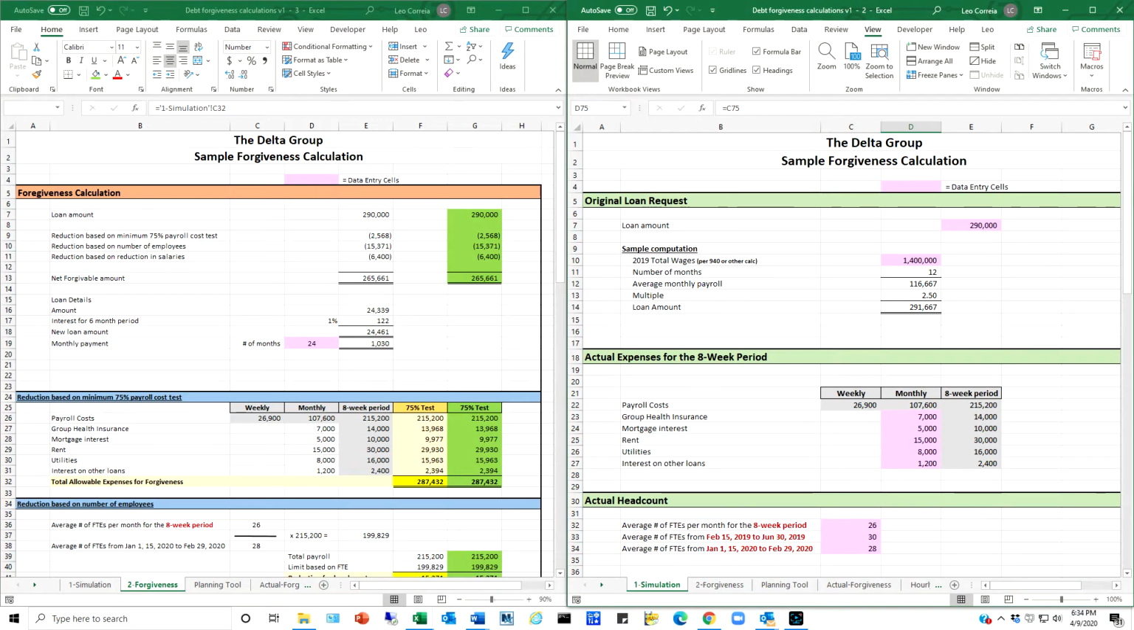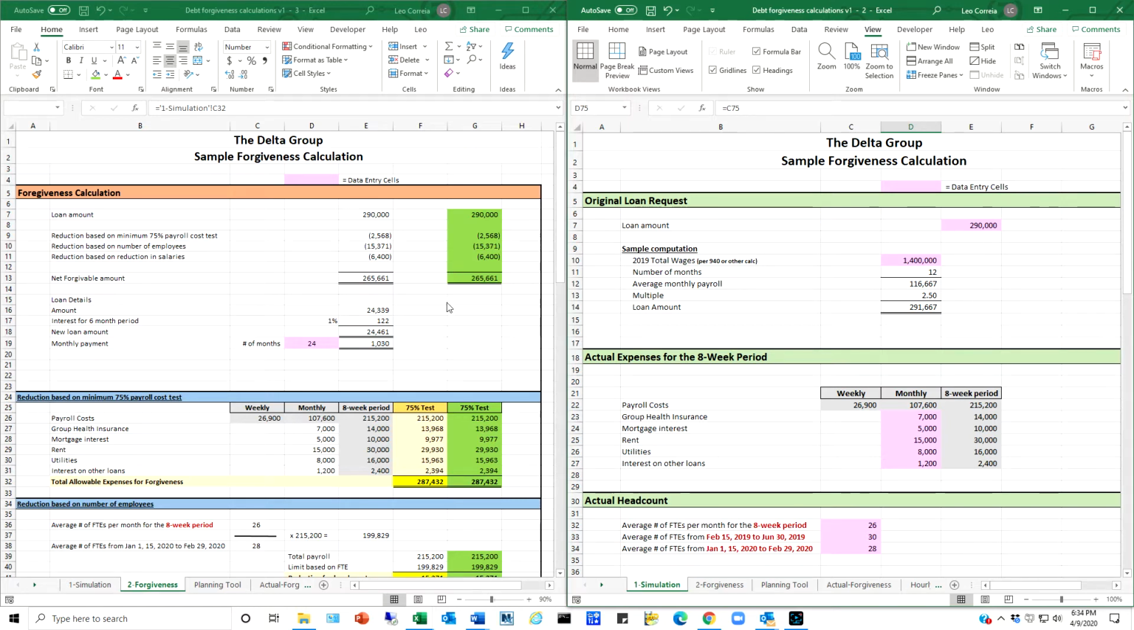PPP programs simulation, forgiveness simulation tool right now. And we had a few questions about how some of this would work, and I wanted to share them with everyone as to how it would be put into the simulator and what the actual results will be.